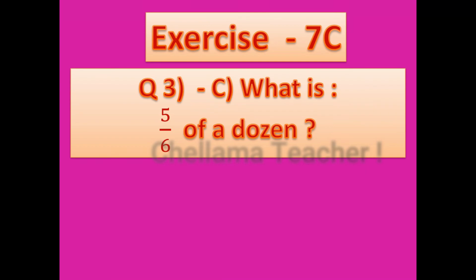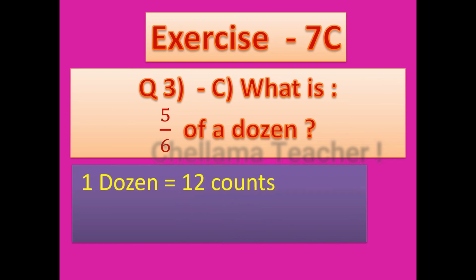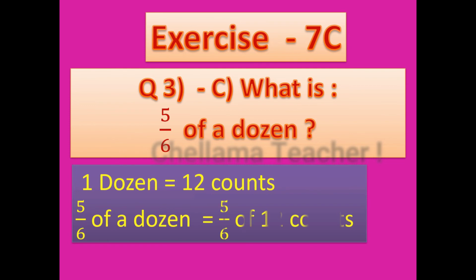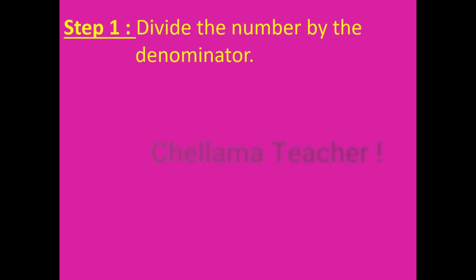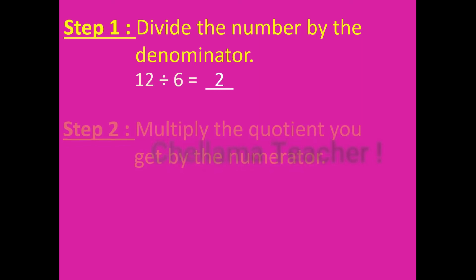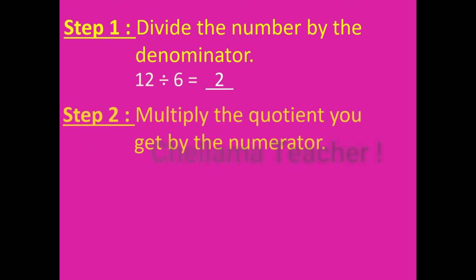Question 3, Part C. What is 5/6 of a dozen? 1 dozen is equal to 12 counts. 5/6 of a dozen is equal to 5/6 of 12 counts. Let's solve this problem step by step. Step 1. Divide the number by the denominator. Here 12 divided by 6 is equal to 2.